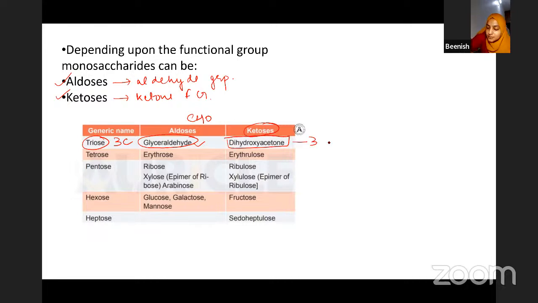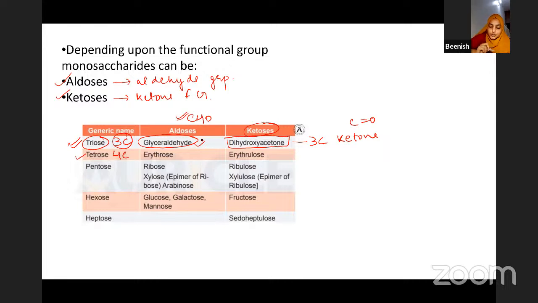So it has 3 carbons, but when the functional group is ketone, that is C double bond O, then it is your ketose dihydroxyacetone. So what is the difference? Both glyceraldehyde and dihydroxyacetone are trioses. They are 3 carbon monosaccharides, but the difference is in the functional group. Your glyceraldehyde has an aldehyde functional group, and your dihydroxyacetone has a ketone functional group. Now your tetroses, that is 4 carbon. They are erythrose and erythrulose. Erythrose is the one which has an aldehyde functional group, and erythrulose has a ketone functional group.